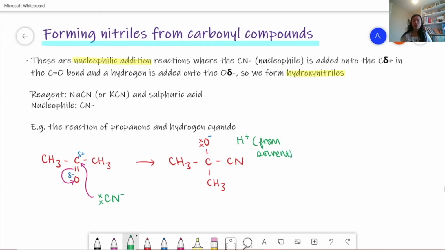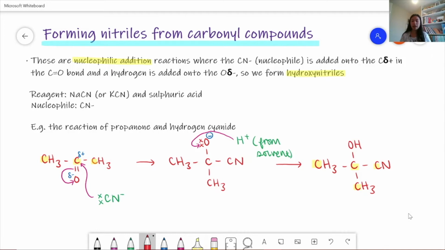And this is attracted to the 2 electrons on this oxygen with the negative charge. And so what happens is that this H plus then attacks this oxygen, and then we can form our hydroxynitrile. So we have CH3, COH, CH3, and then the cyanide. And so again, we can see that we've added another carbon. So we started off with 3 carbons, and now we have 4.